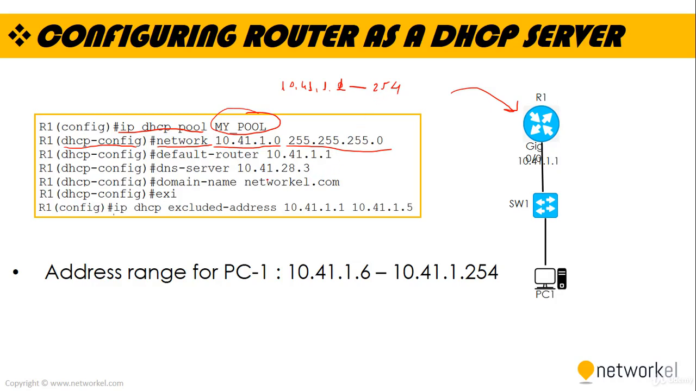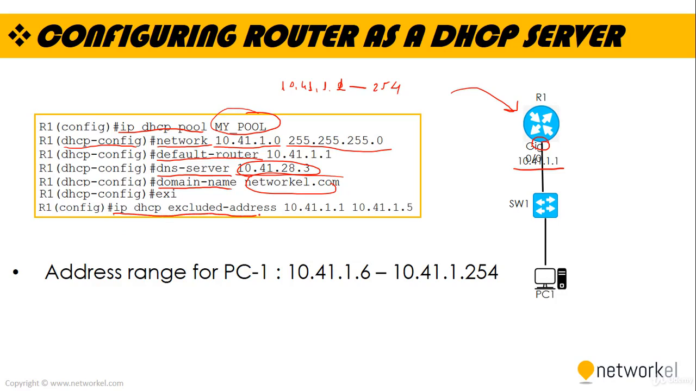I'm gonna start from 11 until 204. Then we're defining a default router, which is the default gateway, and the default gateway of this network will be this interface of this router, which is 10.4.1.11. Then we are defining a DNS server, and our DNS server will be this. Then we are also defining a domain name, which is networkl.com.